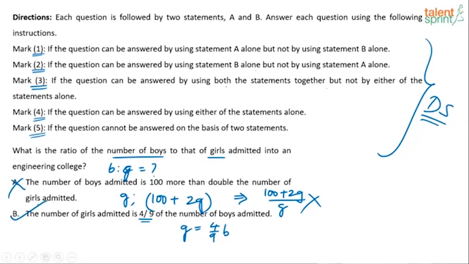Option A alone does not give you the answer. So you should mark option 2. Statement B alone gives the answer. Statement A alone does not give. So option 2 will be the answer.